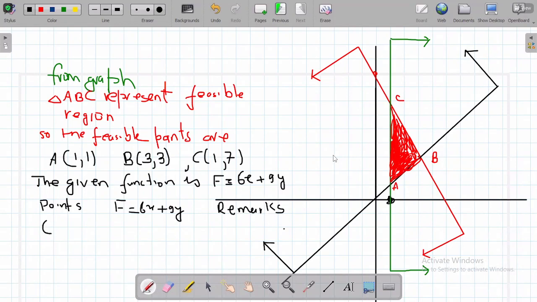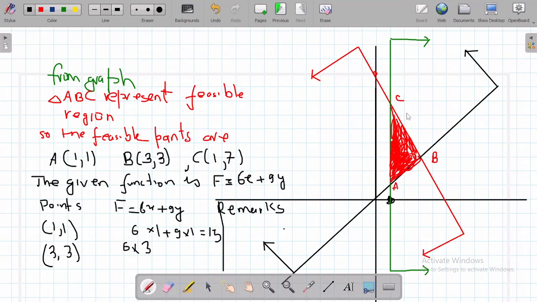So now when the point is (1, 1), what is the value? That is 6 into 1 plus 9 into 1. So here we got the value 15. Then when the point is (3, 3), it will be 6 into 3 plus 9 into 3. So that is your duty. 27 plus 18 becomes 45. And next we have (1, 7).